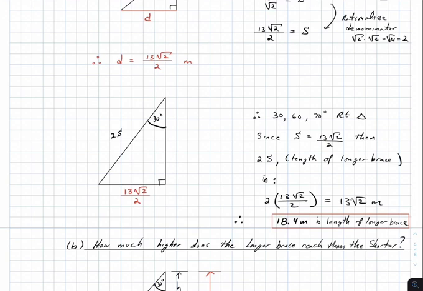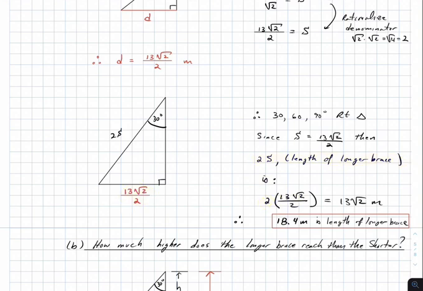So how do we find that distance that we need to find for the brace, which is represented by the expression 2S? Well, we know that S is equal to 13 root 2 over 2 because, as we said, S equals D. And that's really important to realize. So if that's what we got and we can work with, then we take 2S, which is the length of the longer brace, which is just taking S and multiplying it by 2. So I just took S and multiplied it by 2.